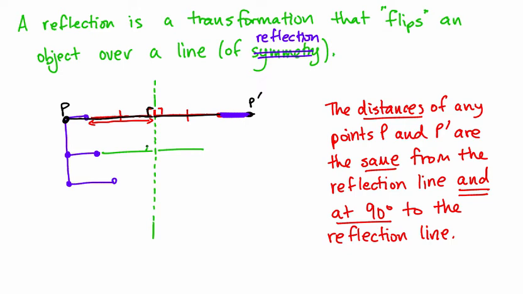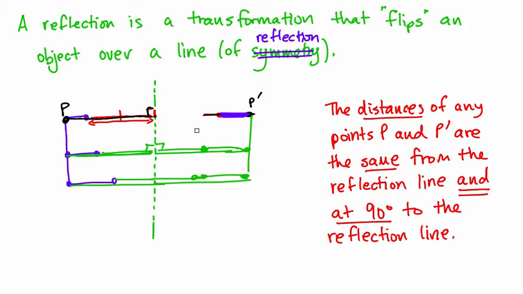So I measure, and I do this very carefully, on this side, and I measure these 2 points on this side very carefully, and I play connect the dots, and I have a nice shape. When I take away all of my other work, I have a nice shape that is a reflection of the original shape across that reflecting line.